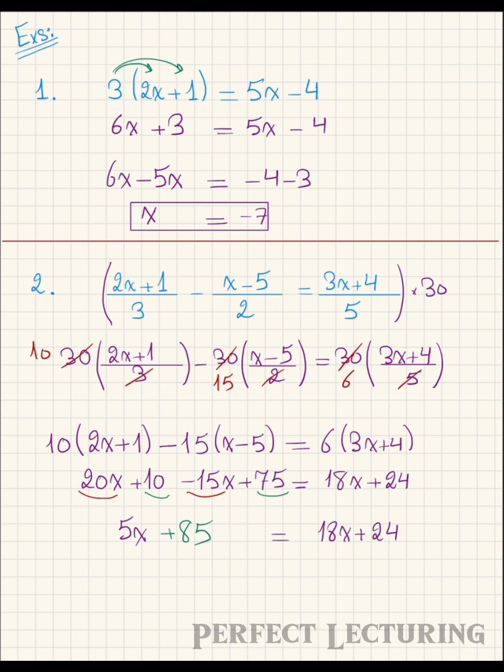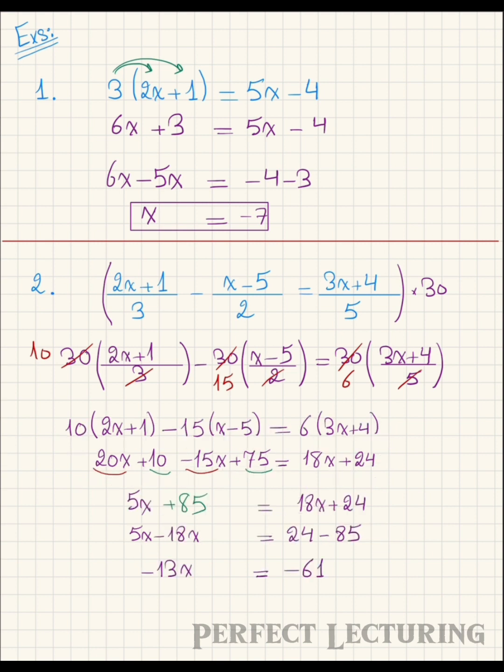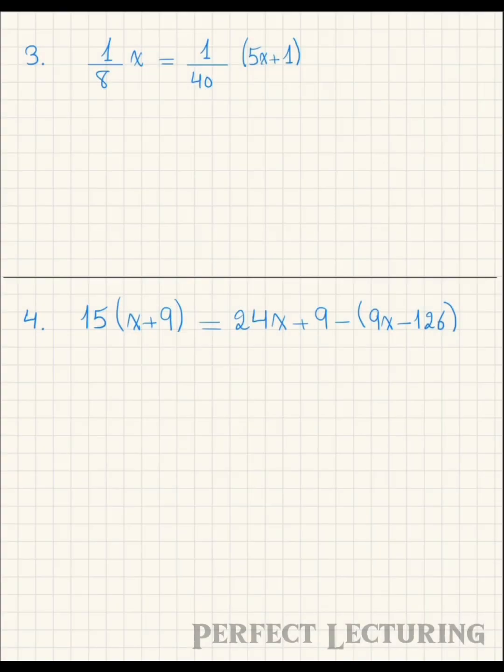And now we group all the x's together and all the numbers together, which gives negative 13x equal to negative 61. I need to isolate the x, which means I have to divide both sides by negative 13. And the final answer is x equals 61 over 13. We continue with exercise 3.